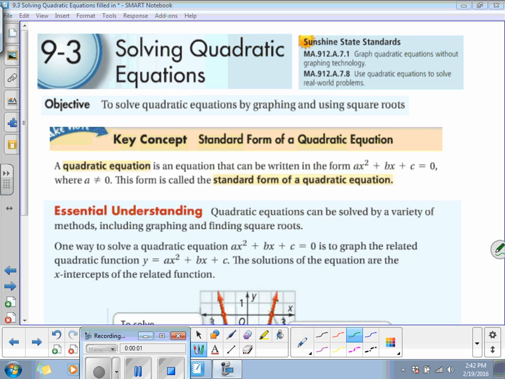1.3 is solving quadratic equations. Okay? And today you're going to solve quadratic equations using graphing and using square roots.